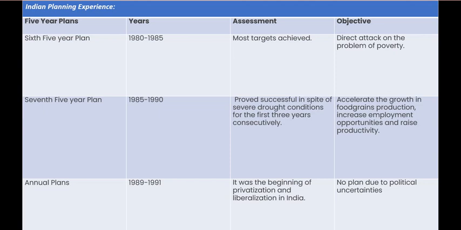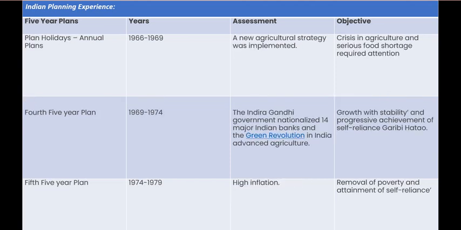The fourth 5-year plan began in 1969 and ended in 1974. It was a well-ambitious failure. It achieved a growth of 3.5% which was met by inflation. The Indira Gandhi government nationalized 14 major Indian national banks and the green revolution in India advanced agriculture. Its main objectives being growth and stability and progressive achievement of self-reliance and the Garibi Hatao target. Though it was comparatively a success with respect to the other plans we have seen till now.